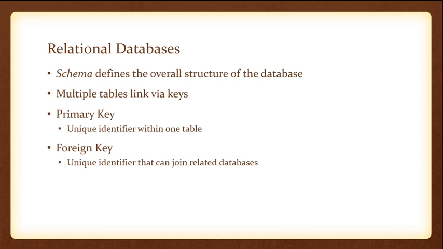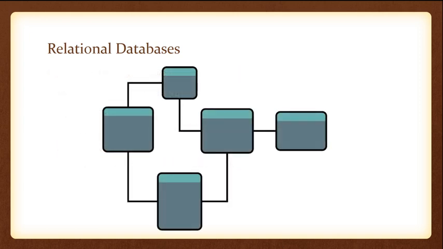You can either use a primary key or a foreign key. A primary key is a unique identifier within one table. I'm going to show you a graphic of this here in a minute. A foreign key is a unique identifier that can join related databases. Examples of these are Oracle, MS SQL Server, MySQL, and PostgreSQL.